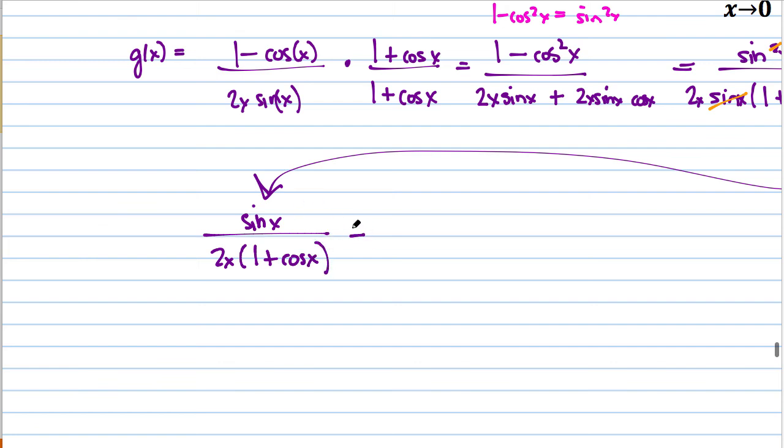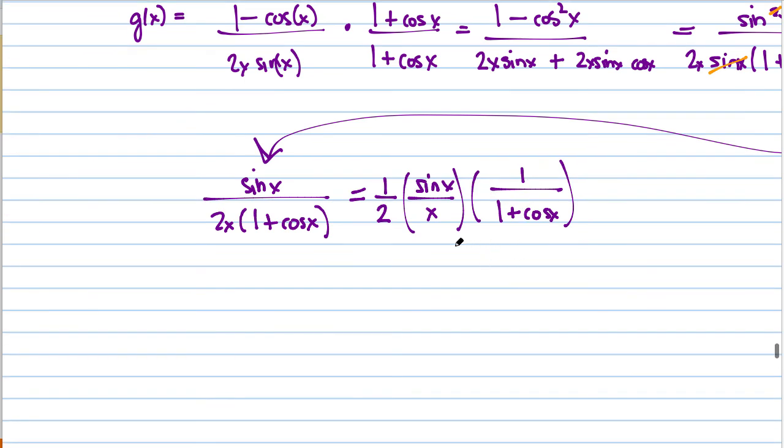And so I can split this into two fractions. So I can have sine of x over x, which we know, then 1 over 1 plus cosine x. And then I can also pull out a 1/2. So I have 1/2 times sine of x over x, and then 1 over 1 plus cosine x.